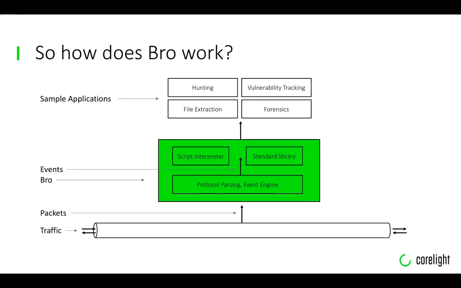So quickly, how does Bro work? Bro needs to get a copy of the network traffic. It doesn't plug in directly into the traffic itself. It's not inline software, so you actually have to generate a copy of that live network traffic via a span port or a packet broker or an optical tap. But once Bro gets a copy of that live network traffic, it's basically a protocol parsing engine.